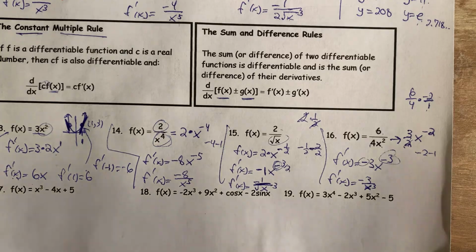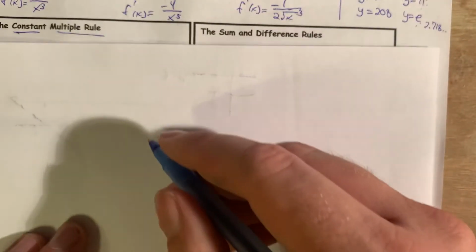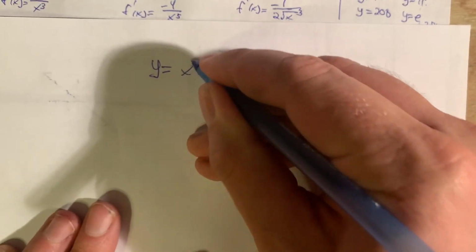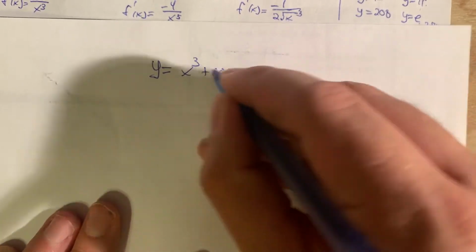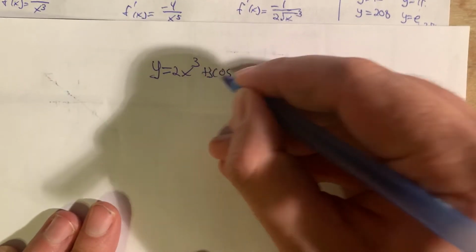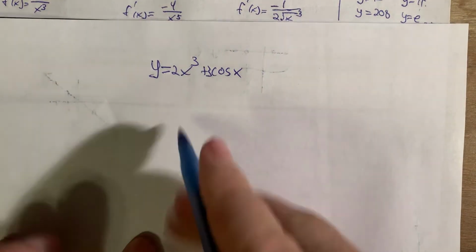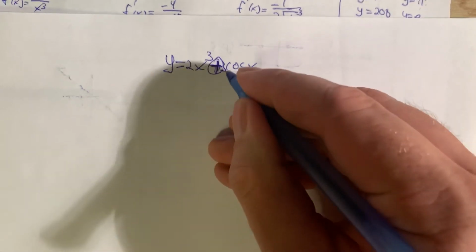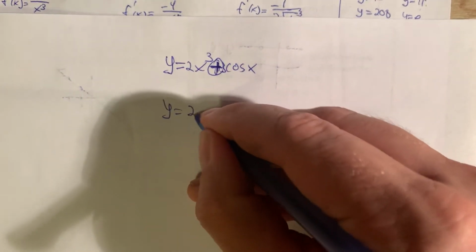And so let's very quickly look at an example before I let you try it on your own. Let's say we have y equals 2x to the 3rd plus 3 cosine of x. Okay. This is 2 things adding. And the key thing here is this, I'm going to rewrite this, this got messy.